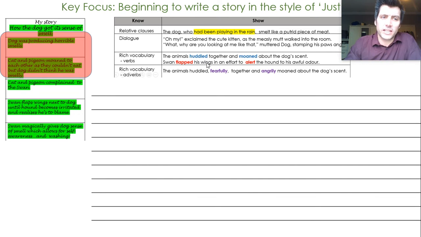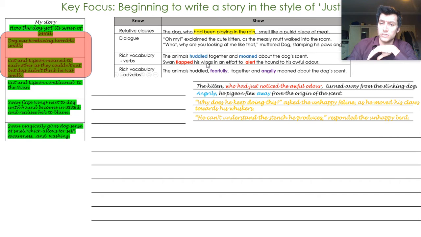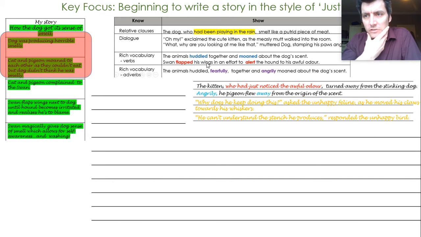Right, guys, today all we're thinking about is the first 2 sections, our opening and our build-up. So for my story, the idea of the dog producing horrible smells, and the idea of the cat and the pigeon moaning to each other. Okay, so those are the first 2 sections. We wrote some actions relating to this on Tuesday, so we've got some action about the kitten, and that lovely embedded relative clause of who had just noticed the awful odour. So we've got that element written already.